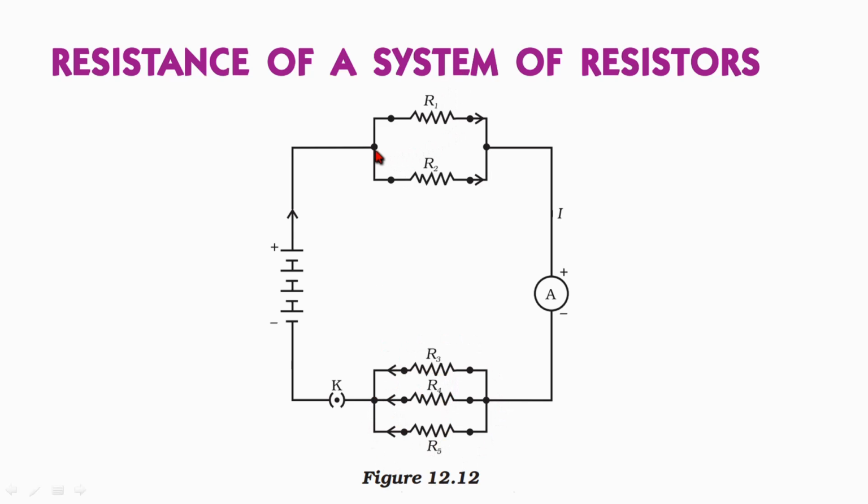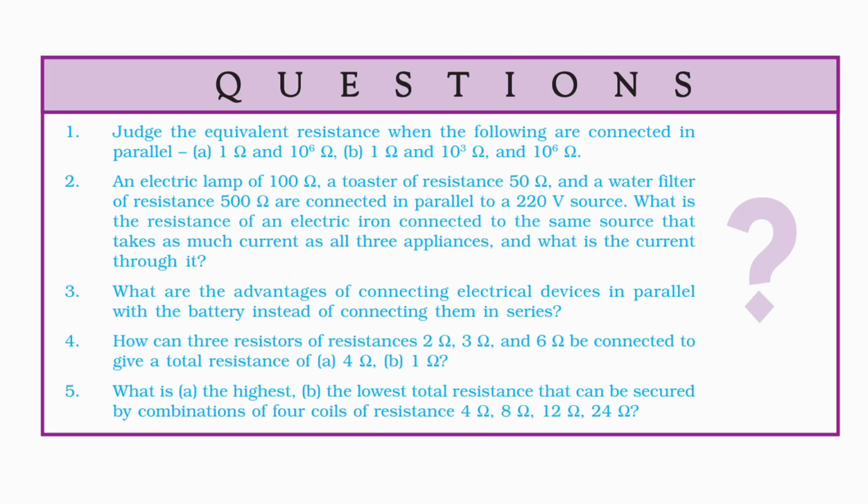Now if you see properly, this assembly and this assembly are joined in series. So the combination of R1 and R2 will simply be added to the final resistance of R3, R4. So when you have such complicated circuits of resistors, first find the resistance of each individual component and then add them all together. Now let's do the exercise.